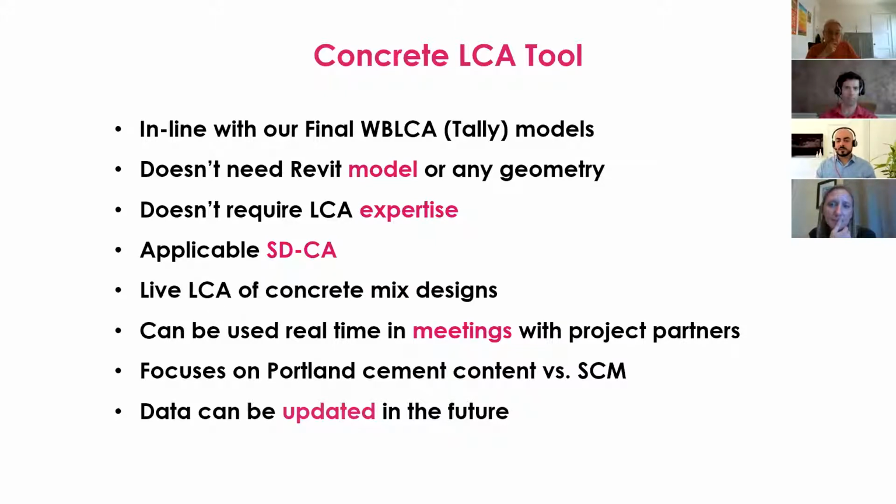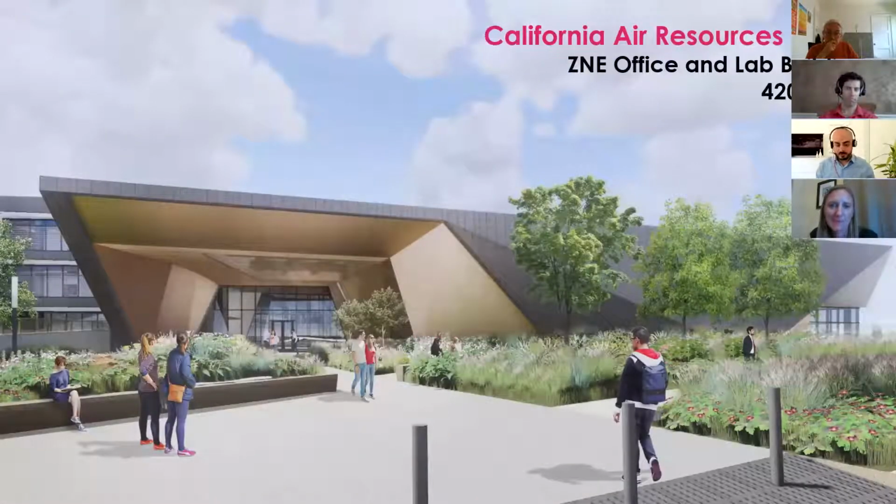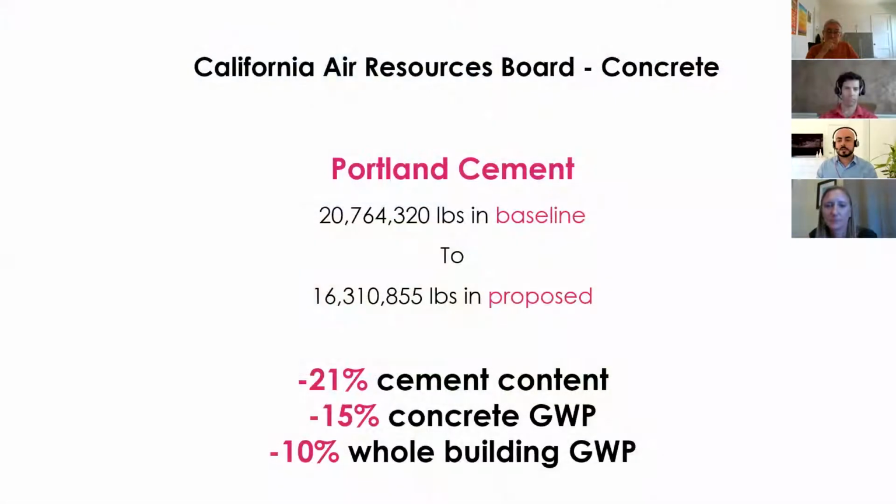real time, and it puts focus on cement content versus SCM. So we're not only talking about 15% SCM, where 15% SCM mixes might have very different impacts. The case study that I showed you was a building in California, and just by optimizing the concrete, we were able to reduce the amount of cement from the regional baselines by 4 million pounds. So 4 million pounds less cement, which was around 21% less cement content.